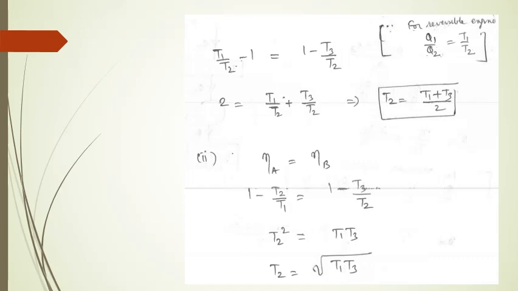Now the second condition was when efficiencies are equal. Now we have substituted the value of efficiencies for the Carnot engines and we get the result T2 equal to under root of T1 times T3.